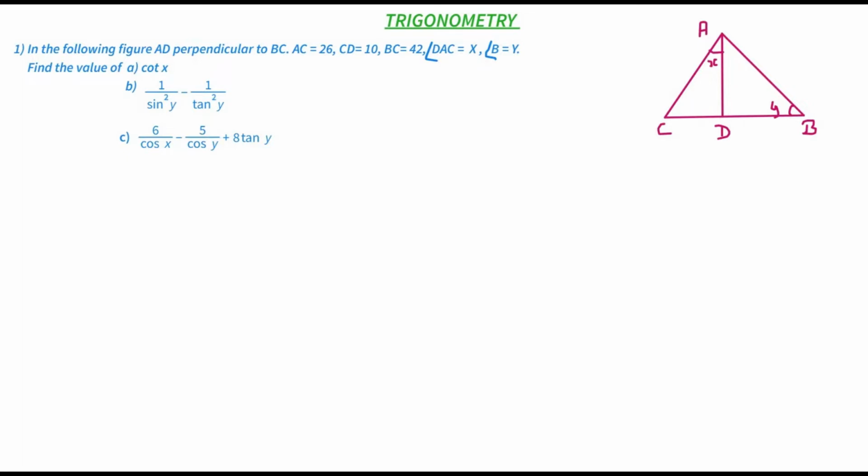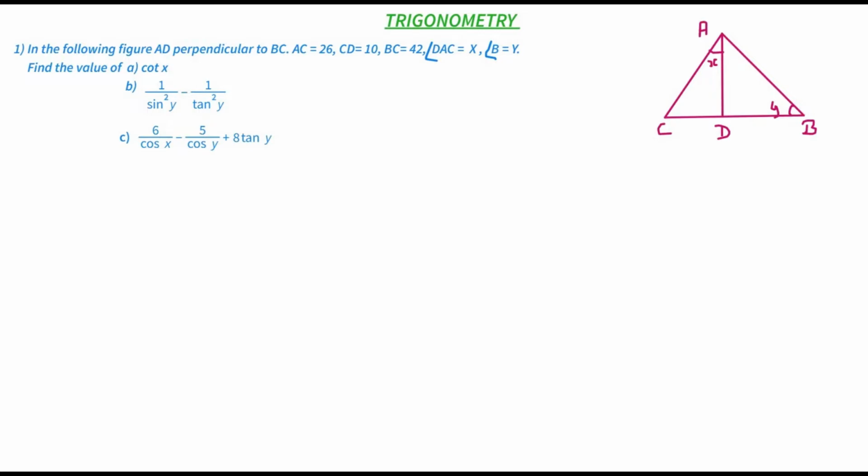In the following figure, AD perpendicular to BC, AC equals 26, CD equals 10, BC equals 42, angle DAC equals X, angle B equals Y. Find the value of cot X, 1 by sine square Y minus 1 by tan square Y, and the third one is 6 by cos X minus 5 cos Y plus 8 tan Y. Usually my students get confused in this type of question, so I thought I could make a video to explain it clearly.